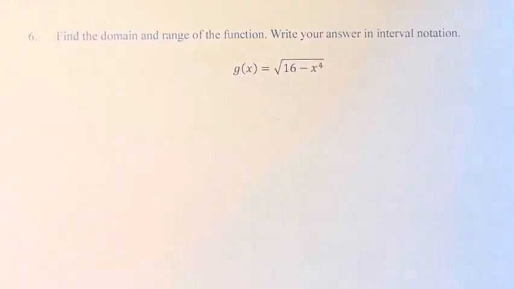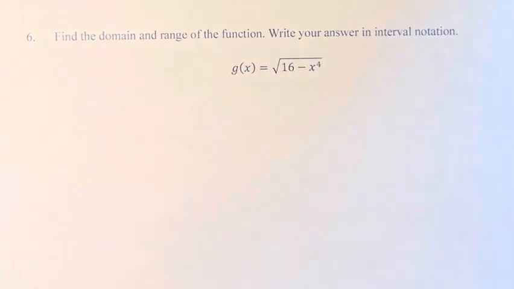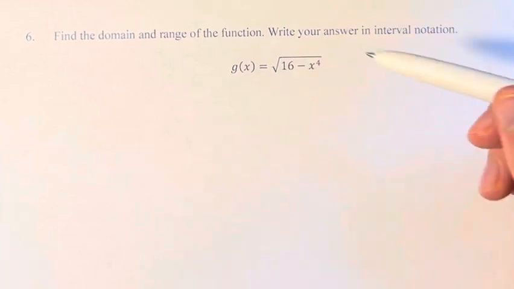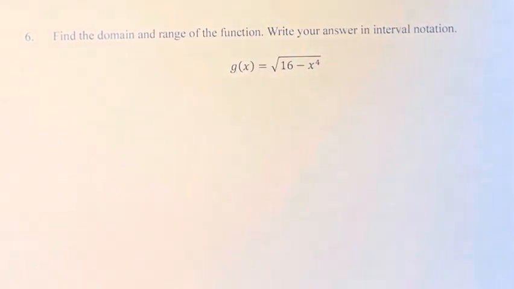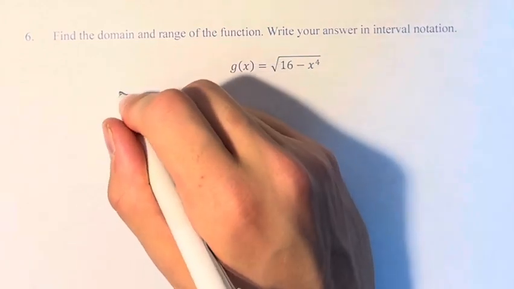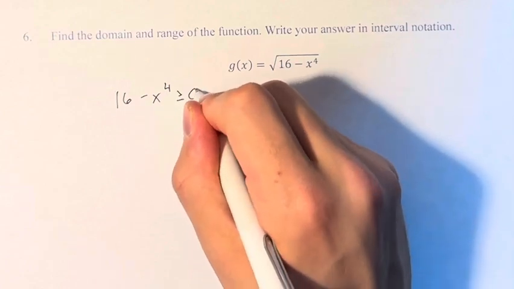In this problem, we're asked to find the domain and range of the function g of x is equal to the square root of 16 minus x to the fourth. So the only restriction on the domain is that the square root has to be greater than or equal to 0. So 16 minus x to the fourth must be greater than or equal to 0.